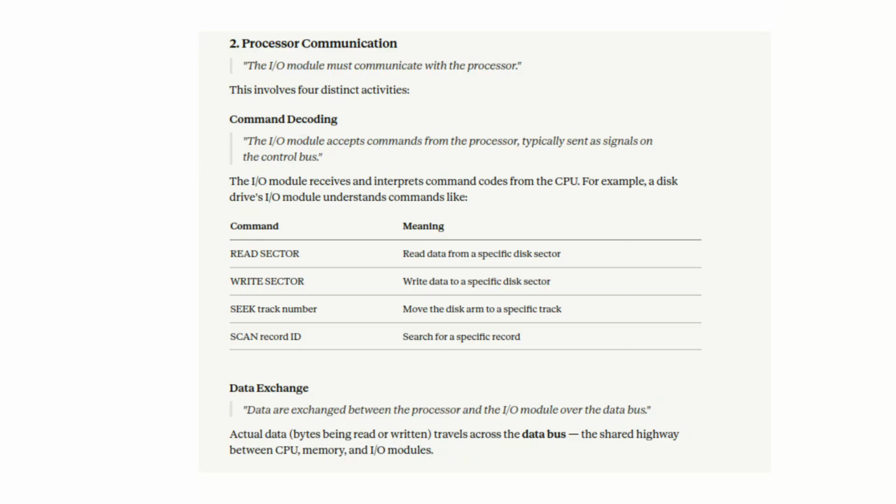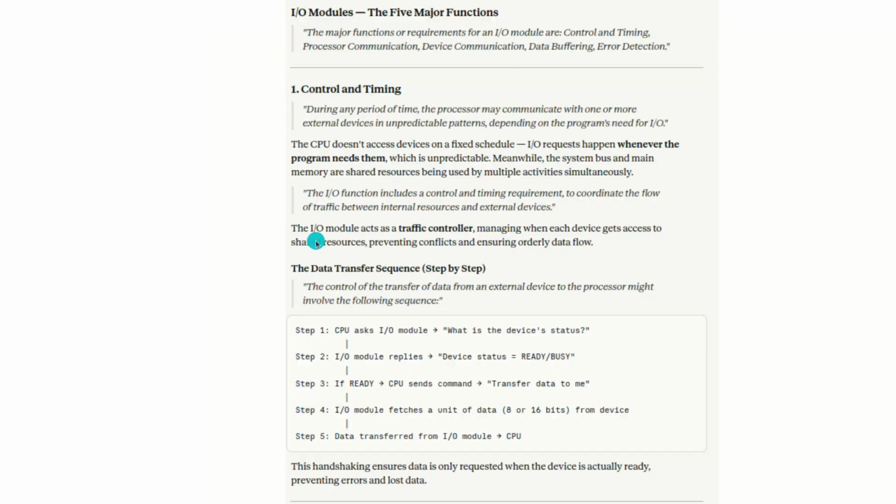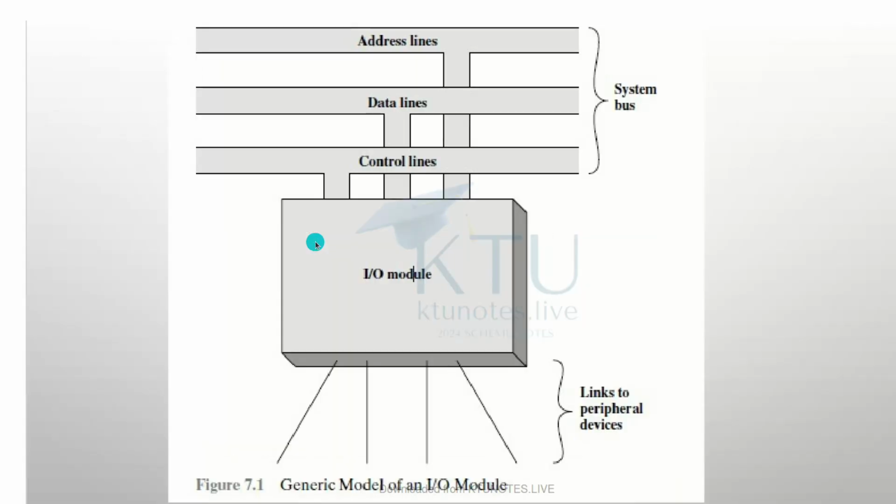So first, command decoding means what? In command decoding, the processor would send some commands into which bus? To the control bus. As we have seen in this image, the processor sends commands to the IO module through the control line buses, and then the IO module has to understand, accept, and interpret this command.